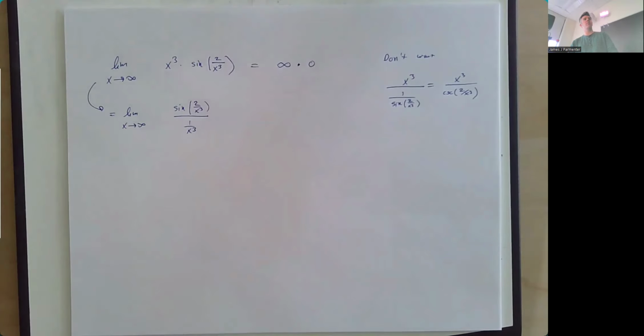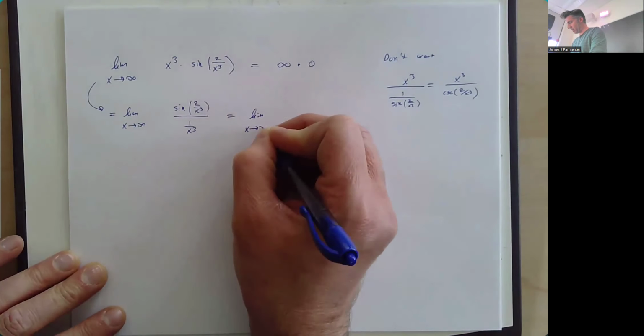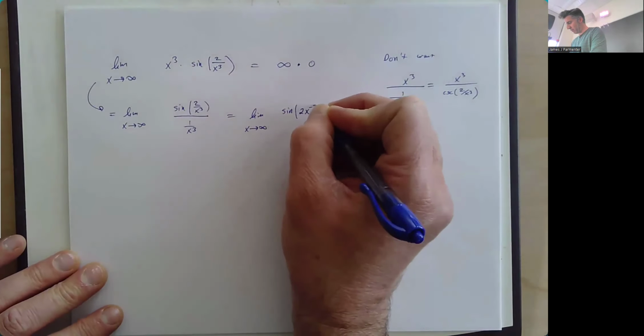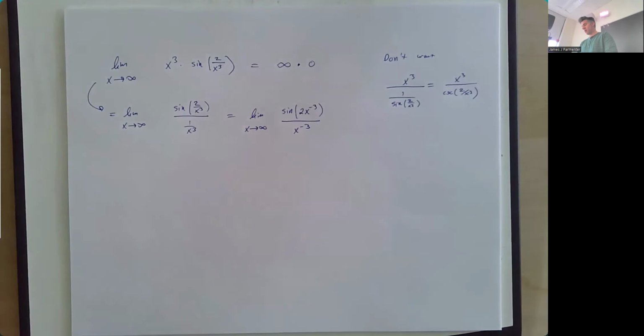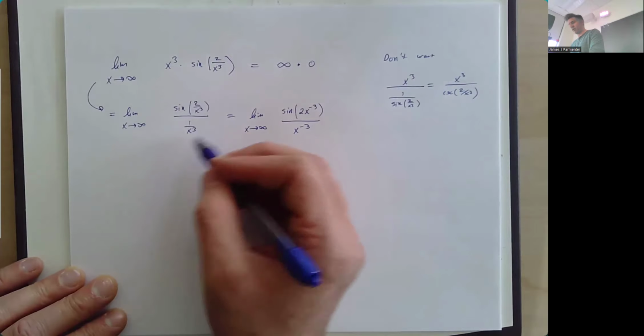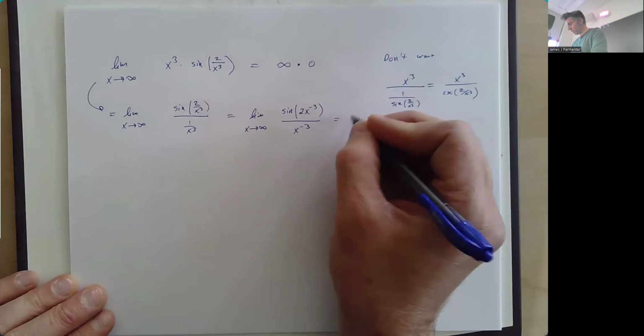And I probably would rewrite this in a way that made it easier to differentiate the top thing and the bottom thing. I would probably rewrite this as the limit as x goes to infinity of sine of 2 times x to the negative third over x to the negative third. It's still a 0 over 0 type. Sine of 0 goes to 0, 1 over infinity goes to 0. They're both going to 0. So it's definitely a 0 over 0 type.